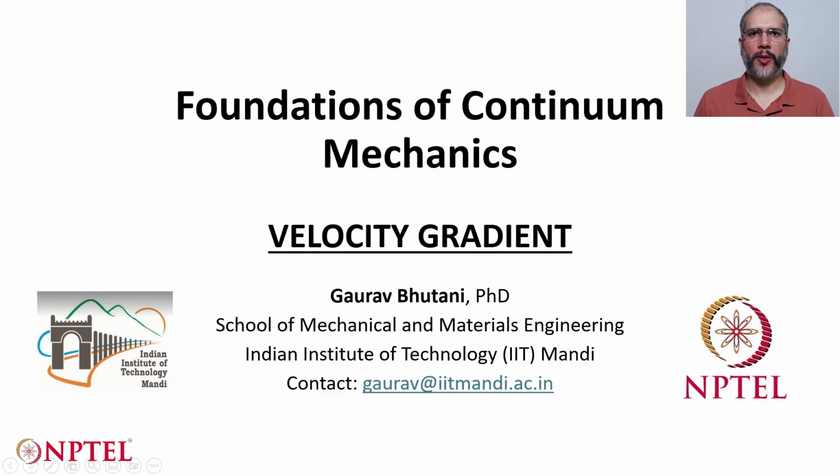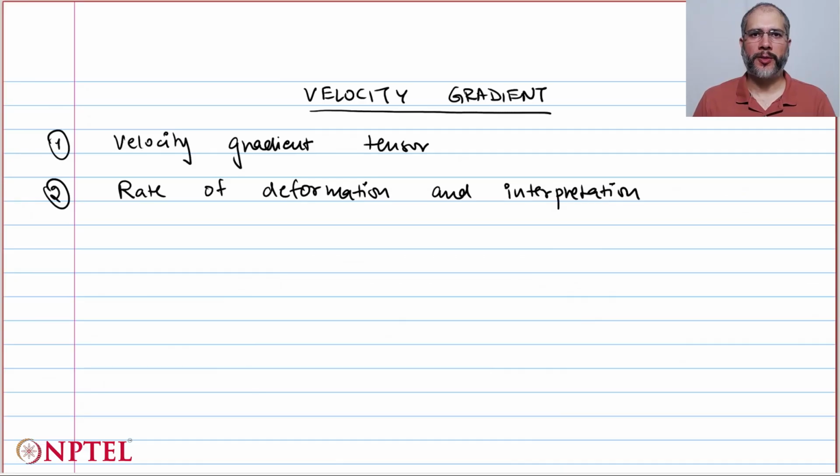Today we'll be talking about velocity gradients. So let us get started. The topics for today's discussion will be as follows. We will define the velocity gradient tensor first, and then through that we will define the rate of deformation tensor, which is one of the most important tensors when talking about continuous deformations. After defining this rate of deformation tensor, we will discuss its interpretation, that is, both the diagonal terms and the off-diagonal terms. So let's get into a discussion on the velocity gradient tensor.